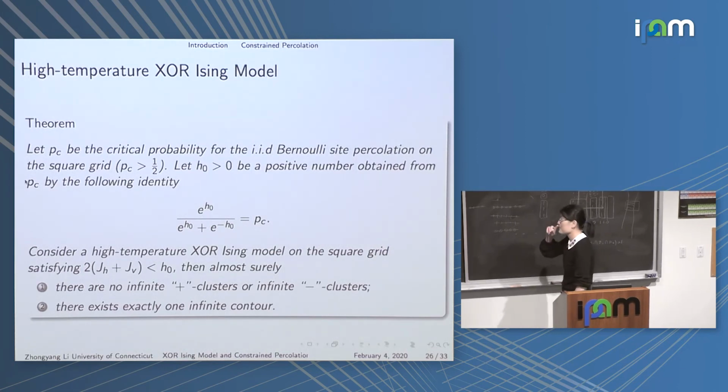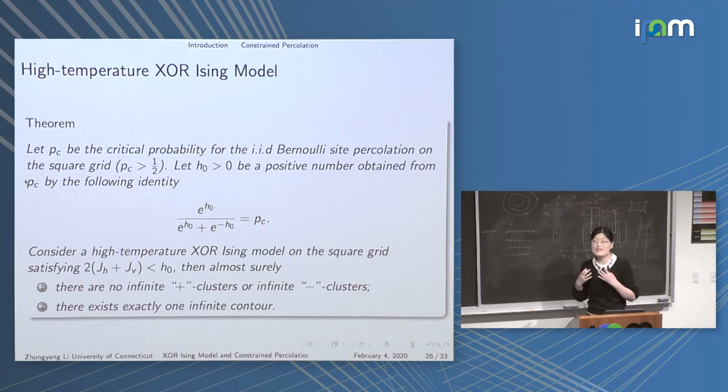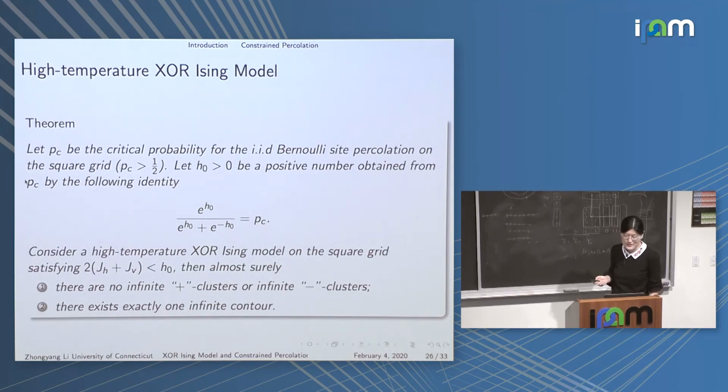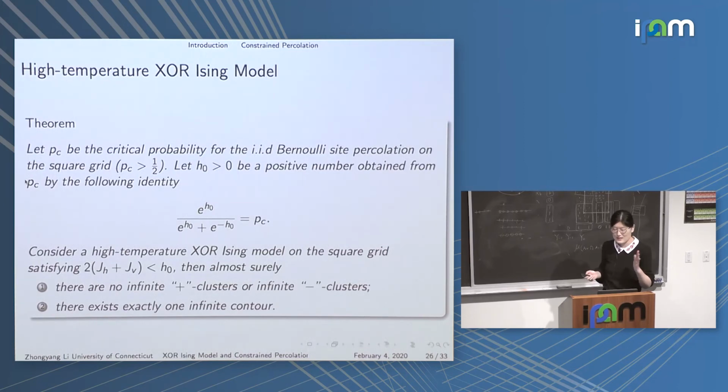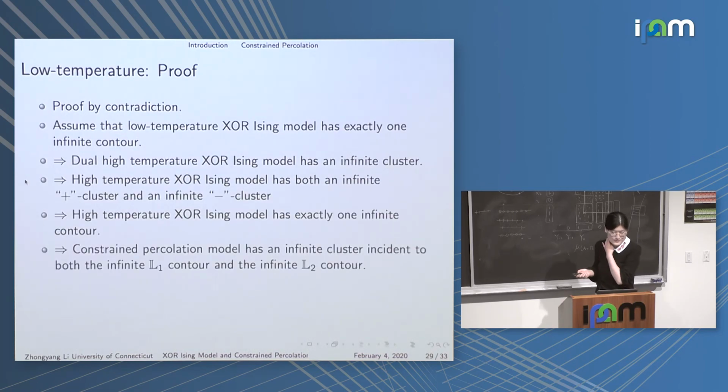That's because from those low temperature and high temperature expansions for the Ising model, we get 2 sets of contours. One set of contours lives on the primal graph, and one set of contours lives on the dual graph, and those contours cannot overlap. One contour is a contour of the high temperature model, and the other is a contour of the low temperature model. If in the high temperature model there is exactly 1 infinite contour, then in the low temperature model there must be an infinite cluster including this infinite contour. So then why can there not be more than 1 infinite cluster?